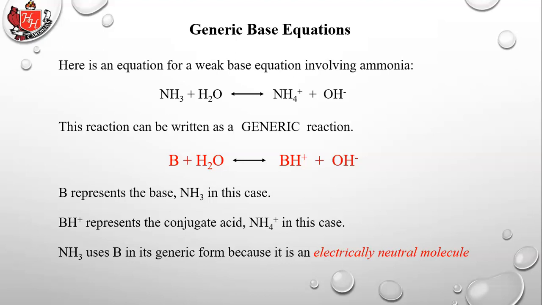So if the base is a conjugate base that has a charge to it, a negative charge, such as acetate, then it uses A-. If it doesn't have any charge, like ammonia, which is electrically neutral, NH3, then it uses B as its generic representation for a base.